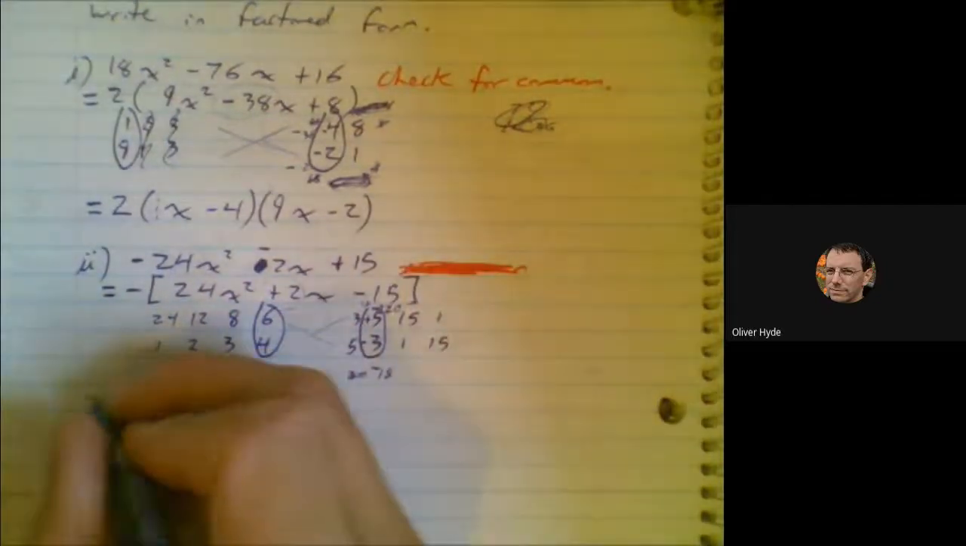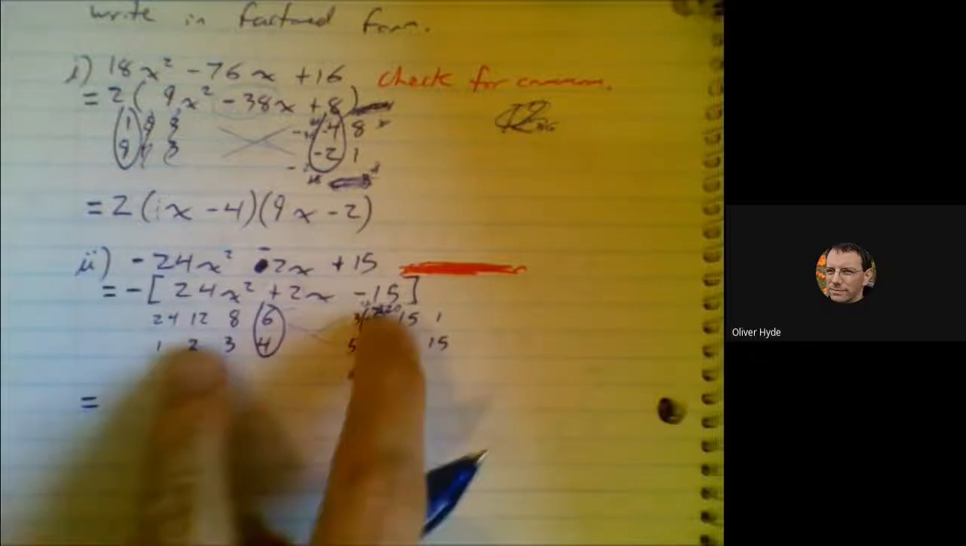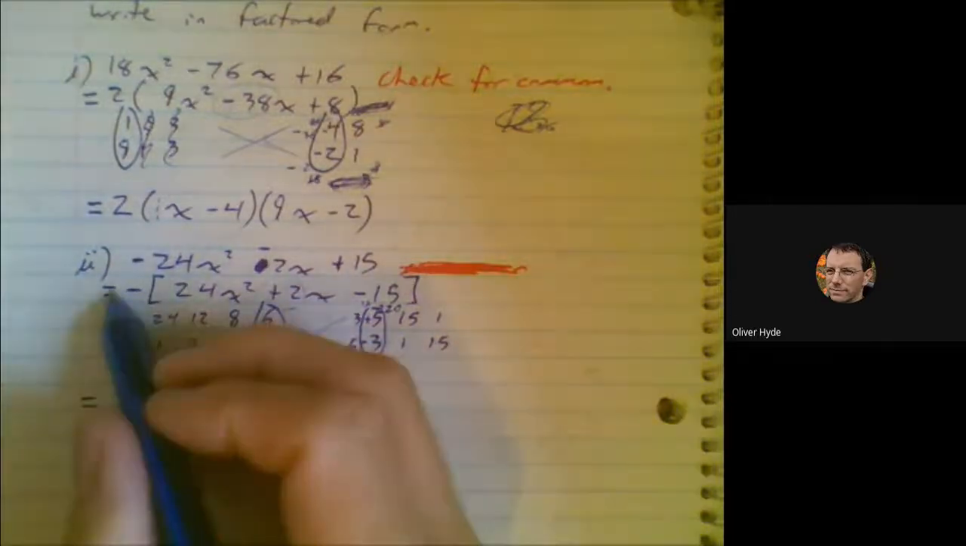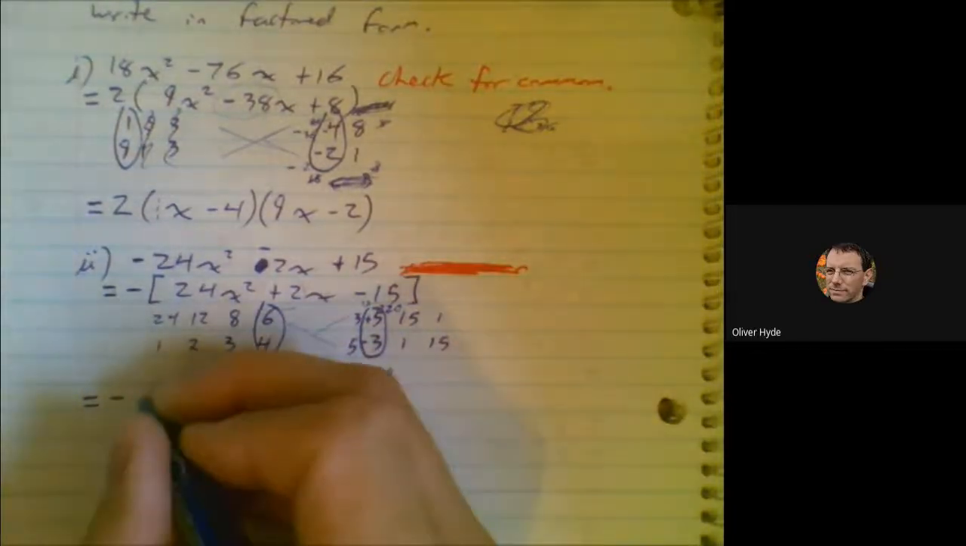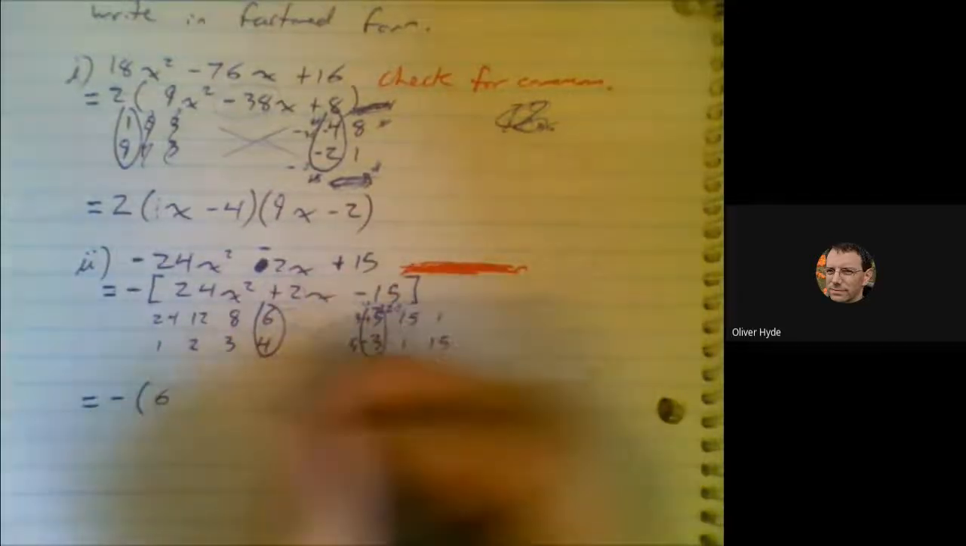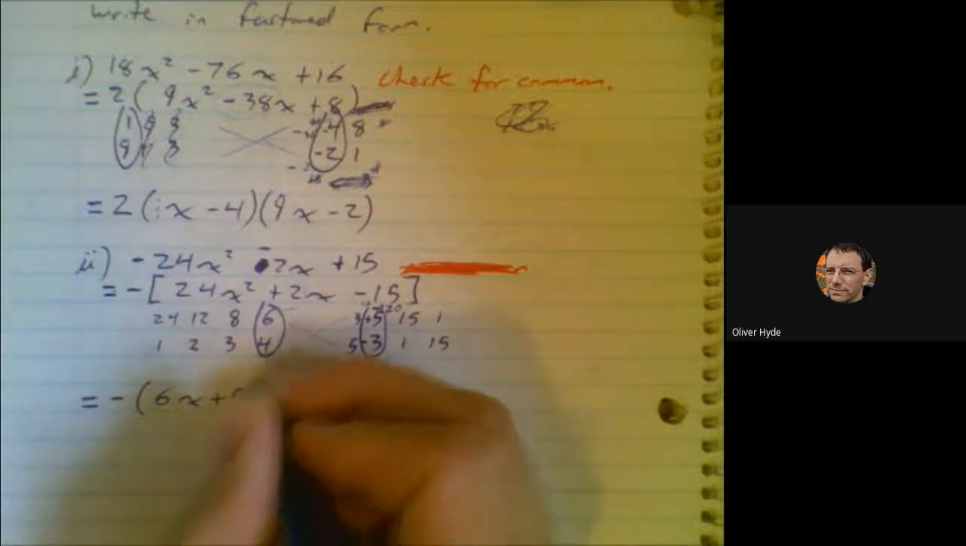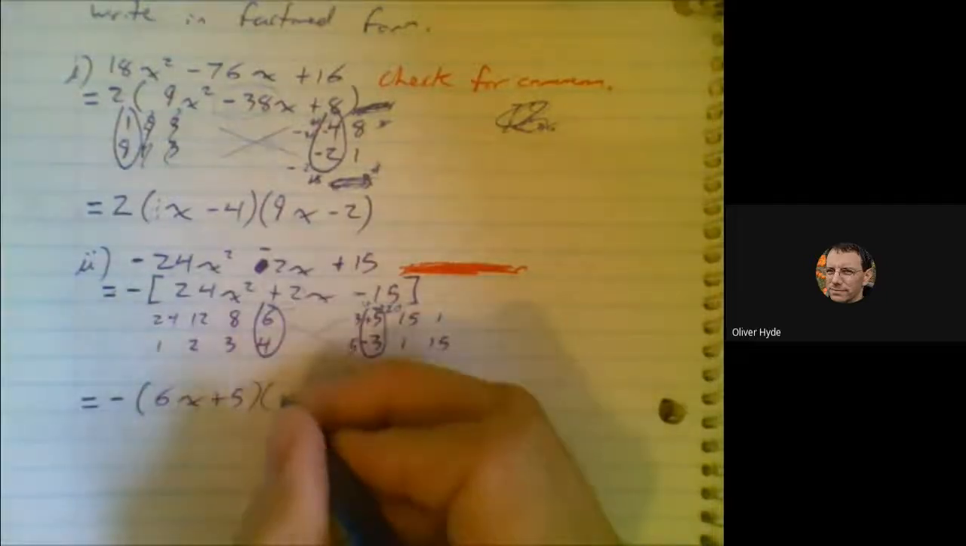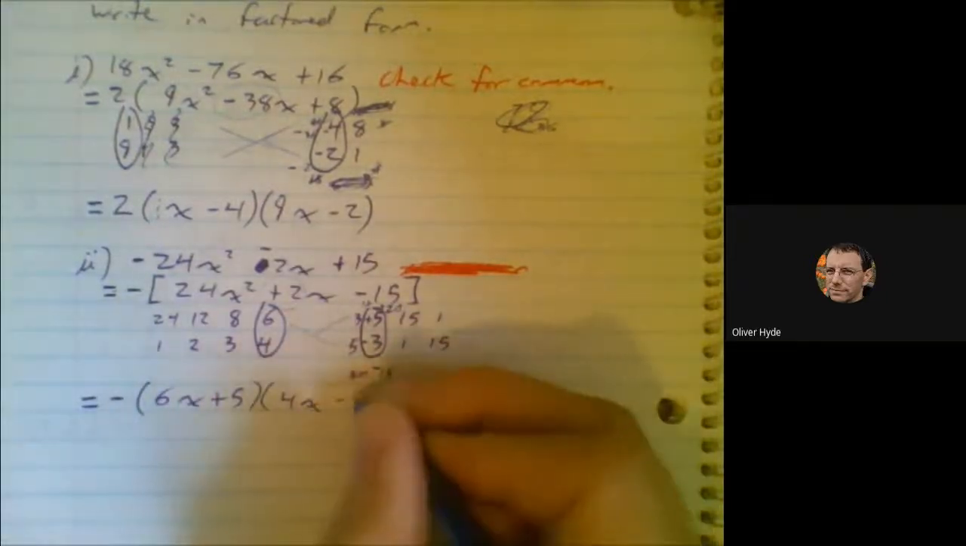So let's write this, and I'm fine with this work showing up again in the middle of your question. Just make sure you continue with an equal sign here. I'm going to downgrade these square brackets to curved brackets. A 6x in a bracket with a plus 5, and a 4x in a bracket with a minus 3.